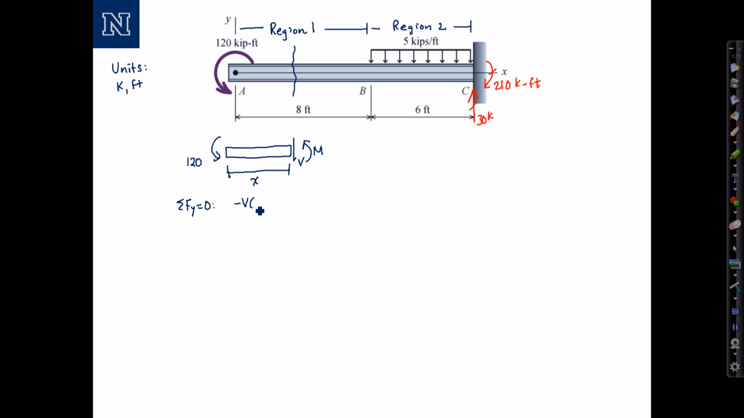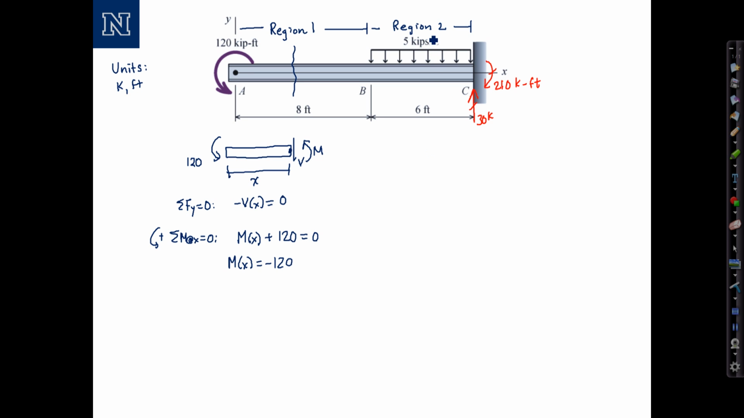To solve for the shear function, take sum of the forces in y equal to 0. We have negative V of x equal to 0 since there are no other forces in the y direction acting on this region of the beam. To find the moment function, we'll take sum of the moments at x equals 0, positive in the counterclockwise direction. And remember, it's important to sum the moments at the location of the cut for convenience and simplicity. So we have the moment at x acting in the counterclockwise direction, plus the concentrated moment at the end of the beam, which we'll just represent as 120. It's not multiplied over any distance because it's a concentrated moment. Set that equal to 0, and we find that M of x equals negative 120.